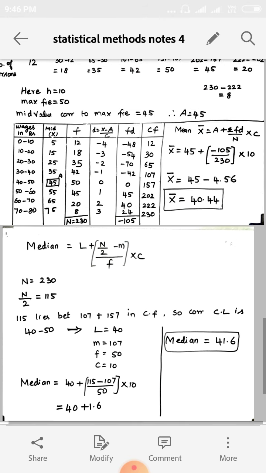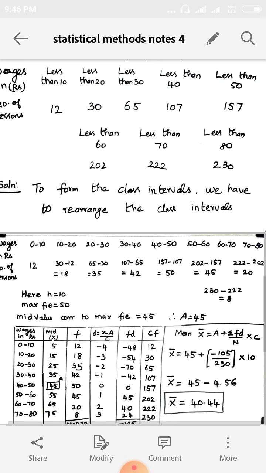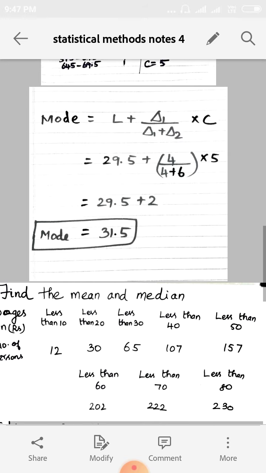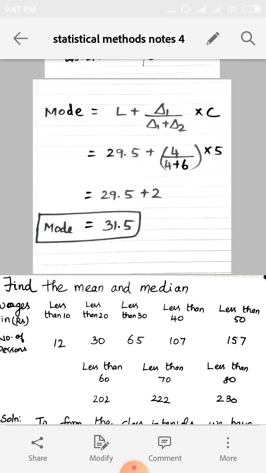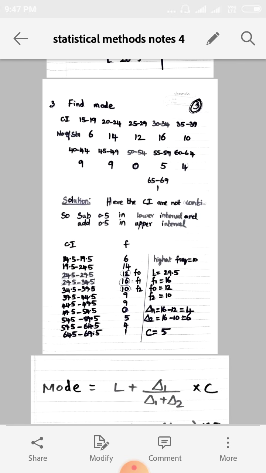Girls, this method is also a very, very important method. Just go through the method and recall all the mean, median and mode formulas. Do the homework sums. Coming Friday, you have a test in mean, median and mode.